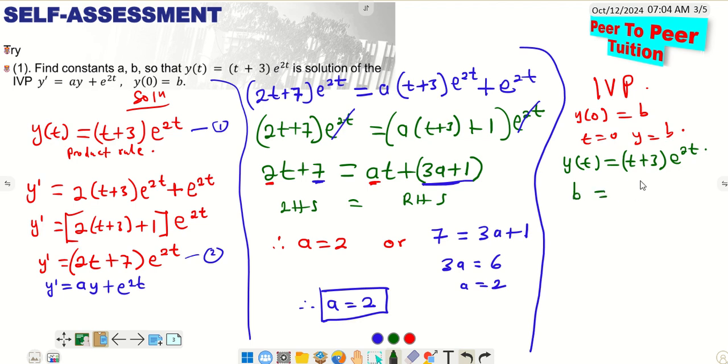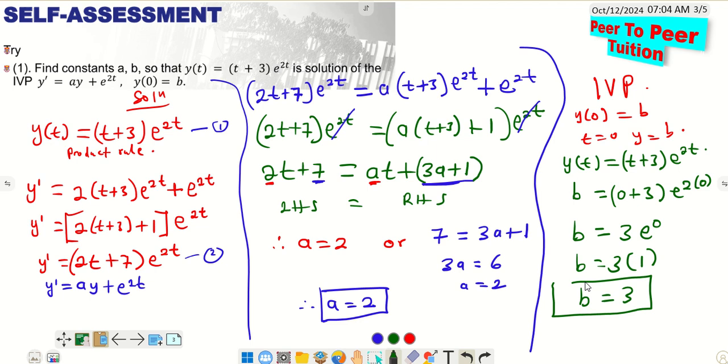It should be equal to, t is 0. So we have (0 + 3) e^(2 to the power 0). So we have b to be equal to 0 plus 3 is 3. Then we have e to the power 0. And that will give us 3 multiplied by 1. And finally, b is equal to 3. So therefore, a is 2 and b is equal to 3.